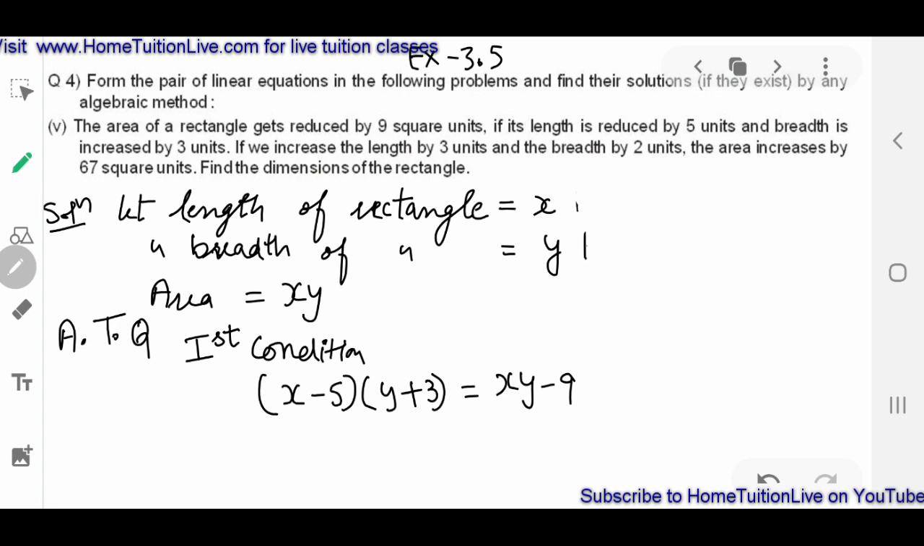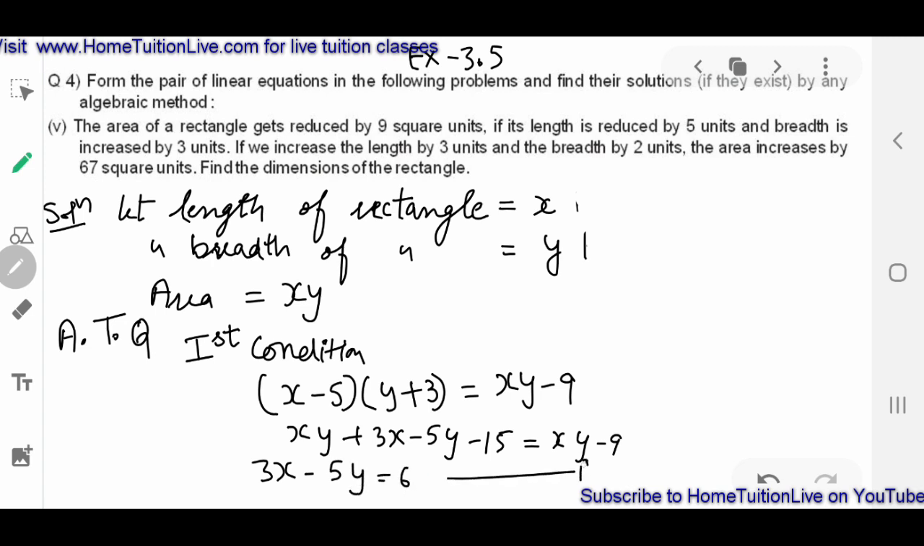Okay, now we will solve this. This is xy plus 3x minus 5y minus 15 equals xy minus 9. So when we solve this, we will get 3x minus 5y equals 6. So this is our first equation.